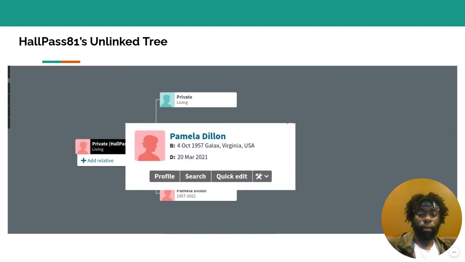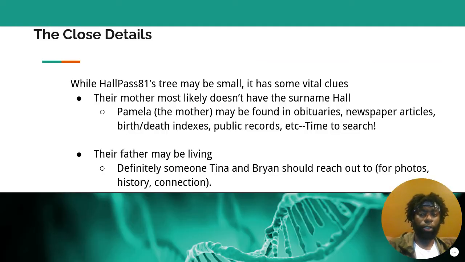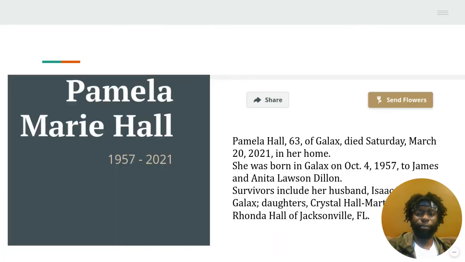Pamela Dillon has a birth and death date here, and we're going to Google search that information. Because while that tree is small, there are some strong leads, and I think the mother is the strongest lead. We can look for perhaps an obituary, birth or death records, public records, to get more information on who Pamela is, possibly who her parents are, and other relatives. And also the father for Hall Pass, as I mentioned, might still be living, but that's someone we would possibly want to reach out to, especially if they're a Hall. They may have photos, they may have more history and other information of interest to Tina and Brian.